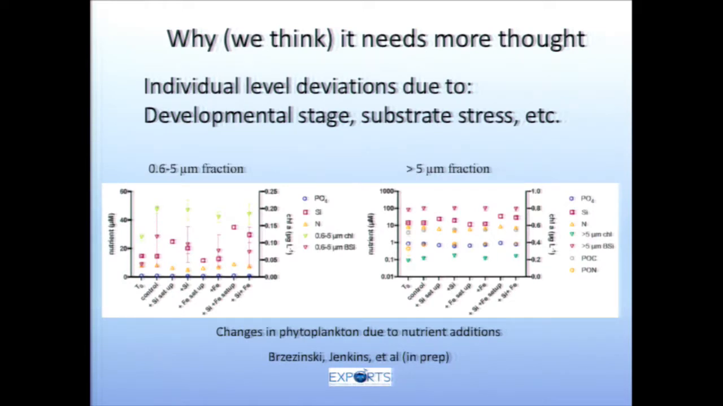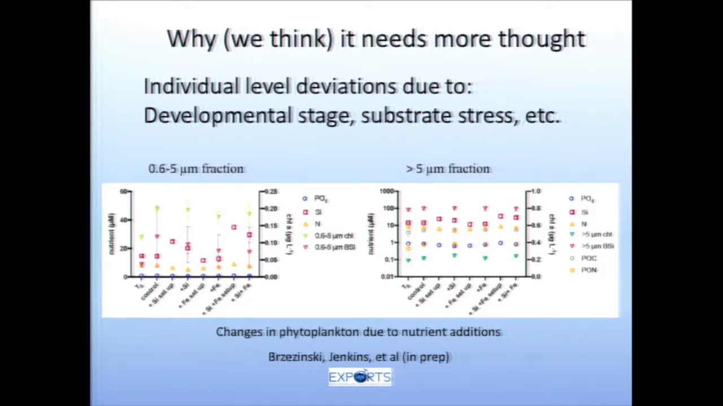Another reason that we think this needs more thought is that even within a single group, a single individual, or a single size class, we see deviations due to developmental stage. Small organisms that are about to go through metamorphosis respond very differently to situations than adult, robust organisms. They may be biomineralizing differently. They may have different energetic resources. And substrate stress is another major thing when we think about allometry, when things are not going to follow.